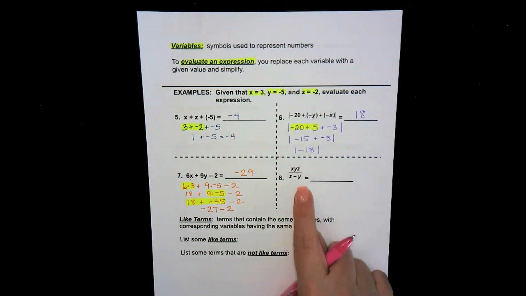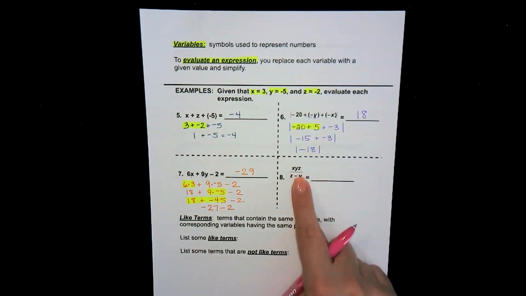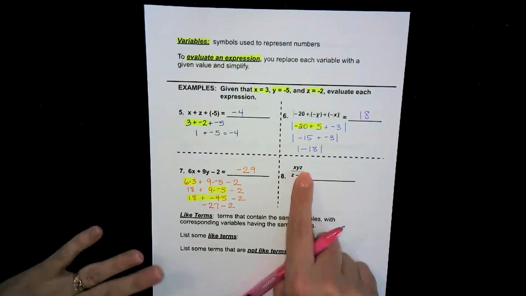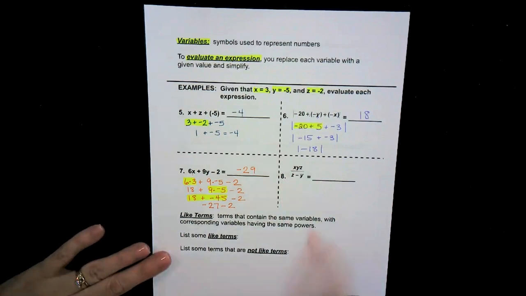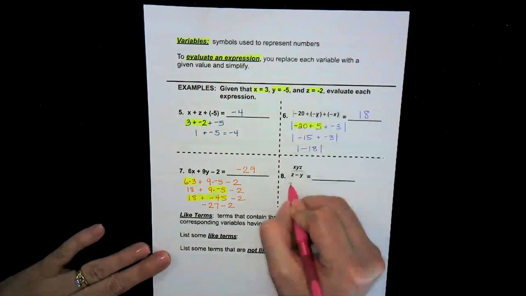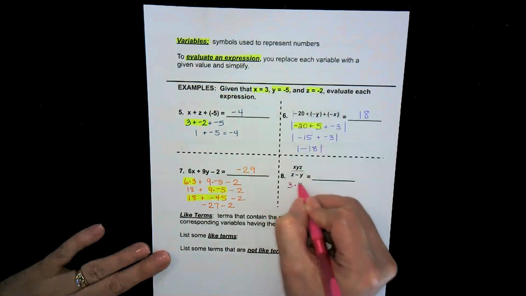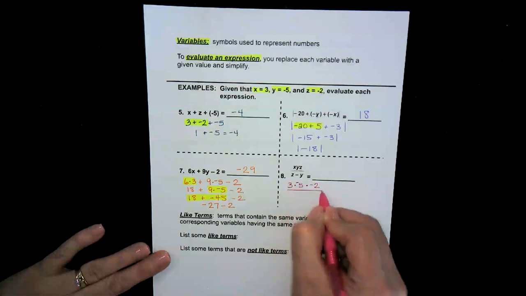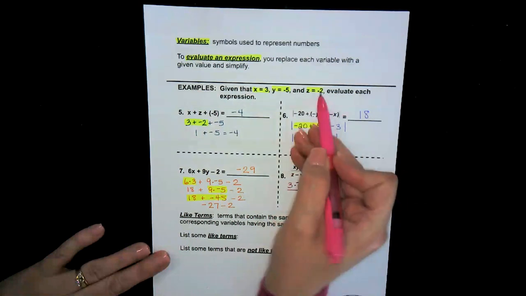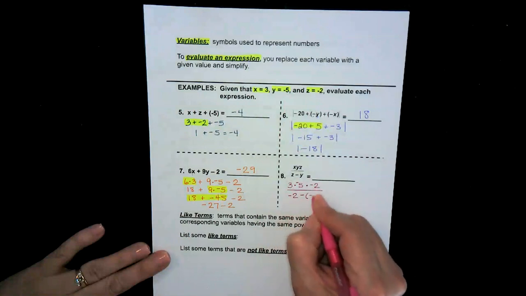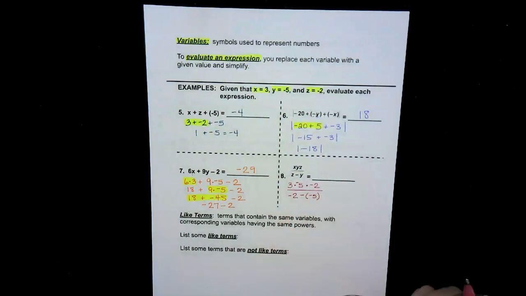Okay, let's look at number 8 then. We have XYZ on top. Now remember, anytime they're written beside each other with no symbol, that means multiply. And then on bottom, we have Z minus Y. So on top, let's put them together as a multiply. 3 times 5, times negative 5 times negative 2. And on the bottom, Z minus Y, so negative 2 minus negative 5. Watch the signs here, negative 2 minus negative 5. I put it in parentheses just to make it stick out.